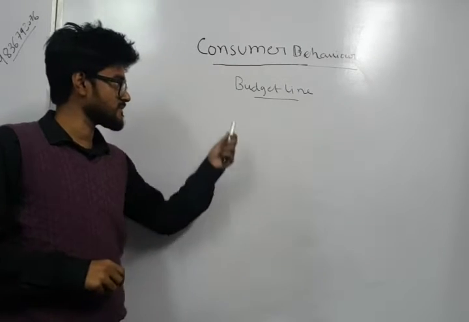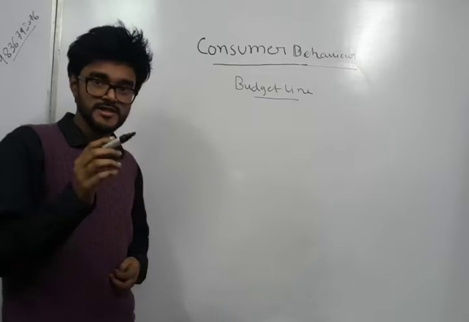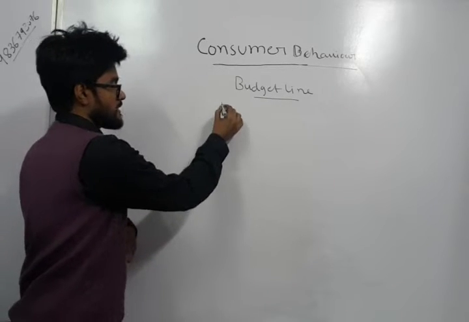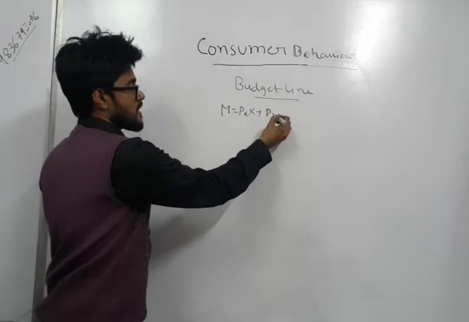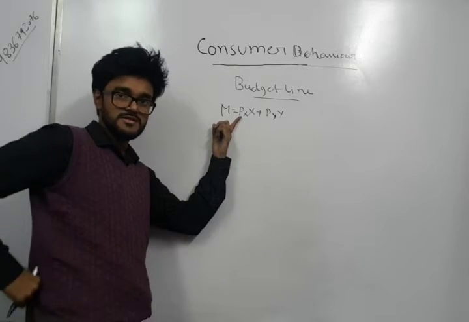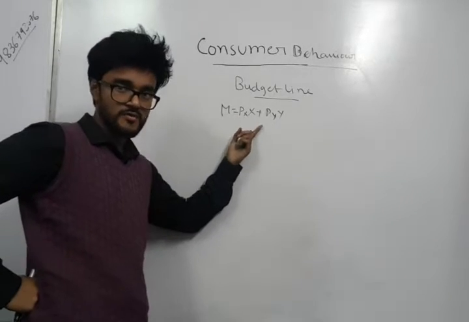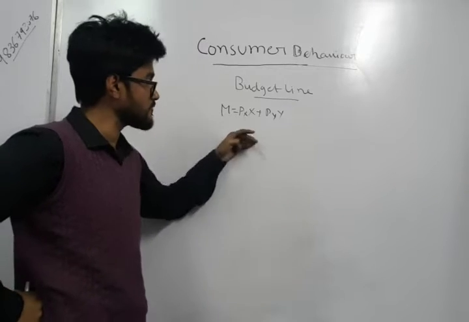In today's discussion, I will be talking about the budget line equation. So what was the budget line equation? It was M equals PxX plus PyY. Now we'll see how a change in Px or a change in Py, and a change in money income, shifts the budget line rightward or leftward.